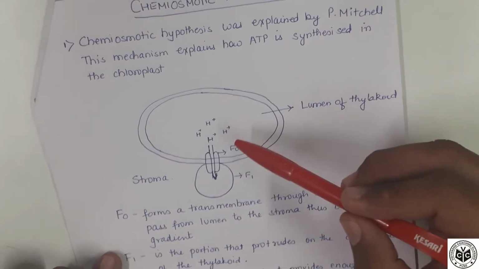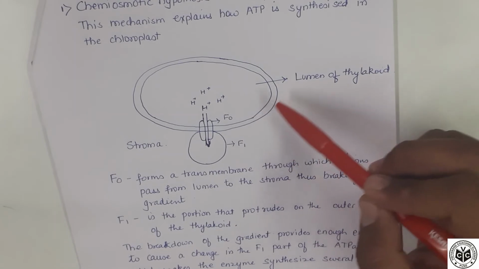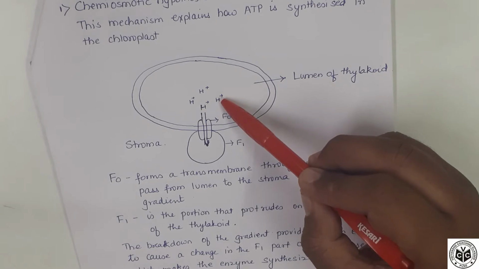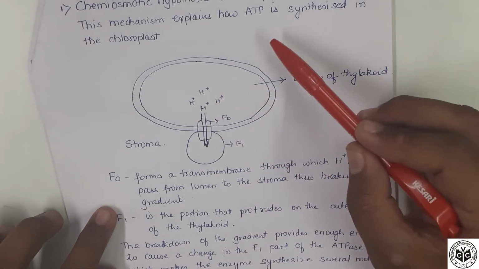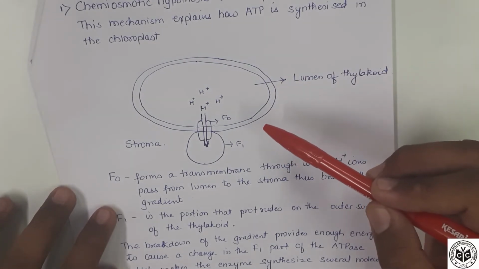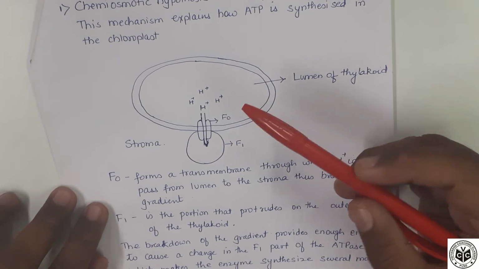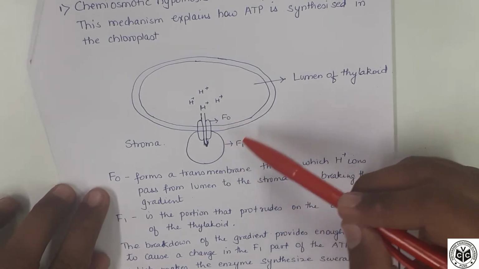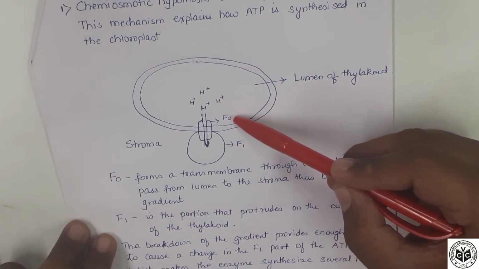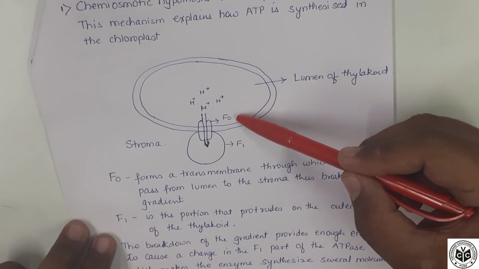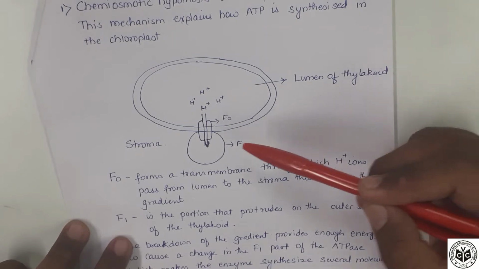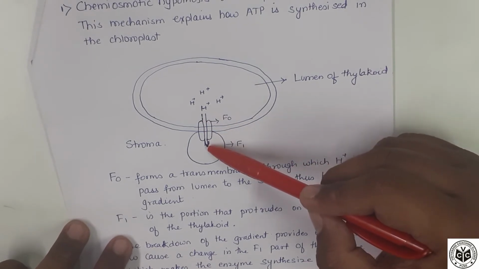Now when the concentration of the hydrogen ions increases, the synthesis of ATP becomes easy with the help of this enzyme ATP synthetase. Now this enzyme ATP synthetase has two parts, F0 and F1. F0 forms a transmembrane channel through which H ions pass from the lumen to the stroma, thus breaking the concentration gradient.